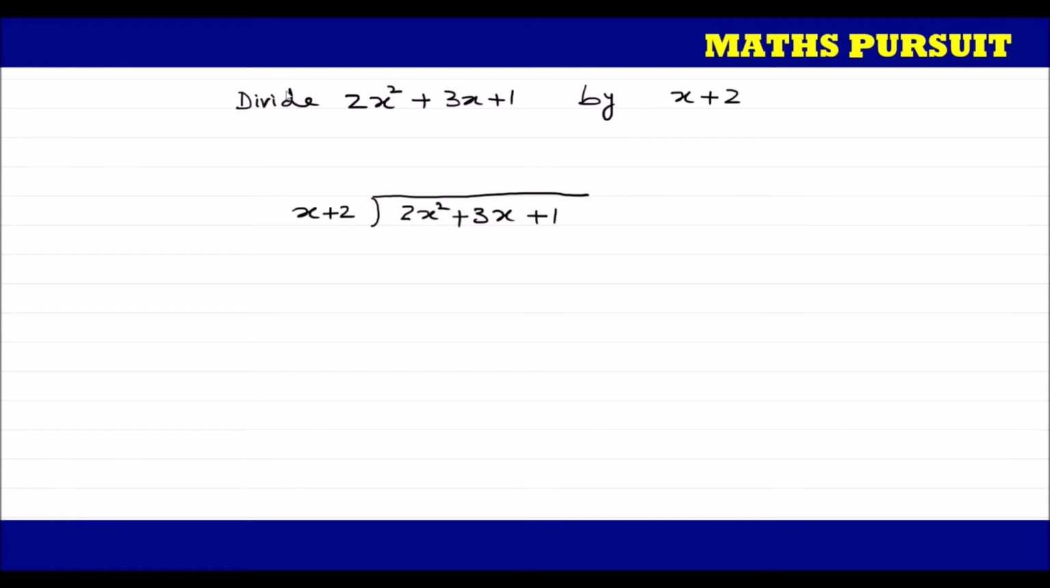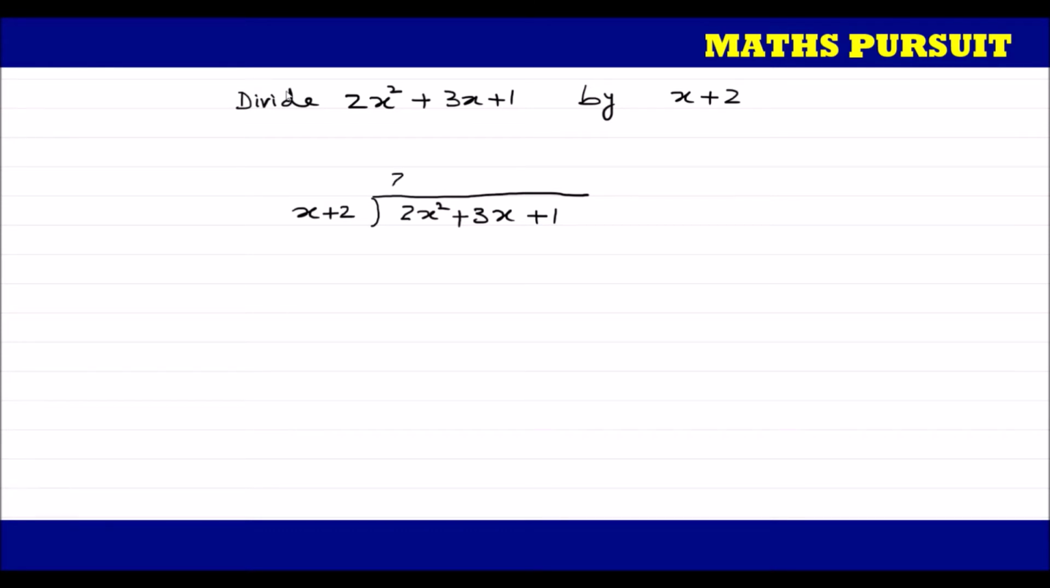Now guys, you could see here, look at this first place. Here it is 2x to the power 2 and here we have x. So what we need to multiply with x so that we can get 2x to the power 2? This is as simple as this. Now guys, this answer is very simple. What we need to multiply with x so that we can get 2x to the power 2.